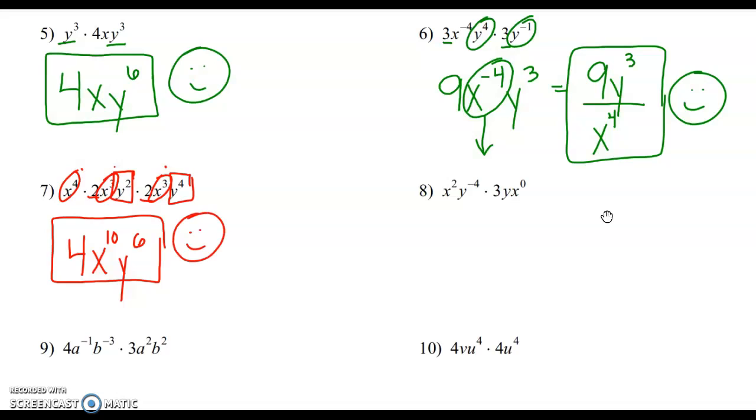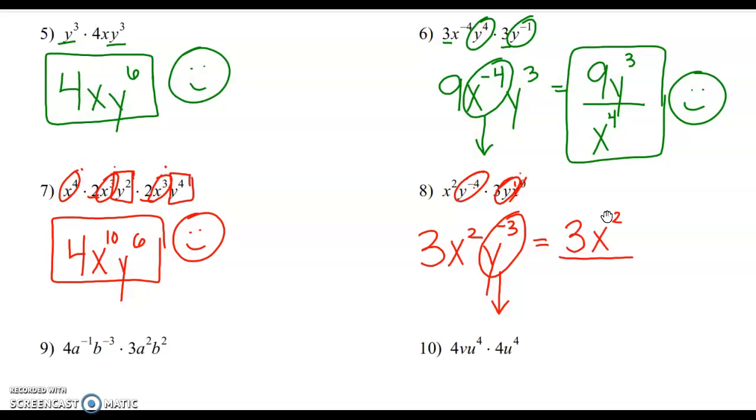Number 8, first thing I see, x to the power of 0 is not doing anything. I'm going to cancel that out. So I have 3. I've got 1 group of x's, x squared. But then I've got y's here and there that I'm multiplying. This y has an invisible 1. So y to the negative 4 plus 1 is negative 3. Not done. Can't have negative exponents, so I'd have to move the y's. So I'd have 3x squared over y to the power of 3.